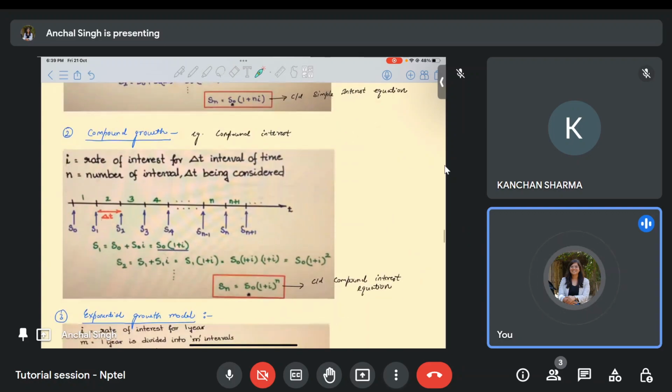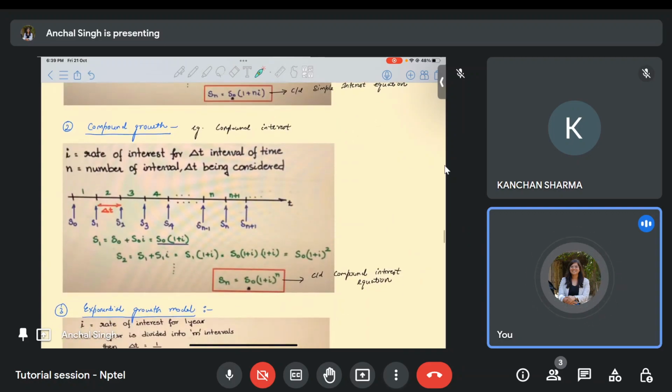Similarly, when you talk about compound interest, it comes in the product form, so it is based on the previous one. When I'm calculating S2, I'll have to know the value of S1. When I'm calculating S4, I have to know the value of S3. So this is the standard formula for compound interest or the compound growth model.